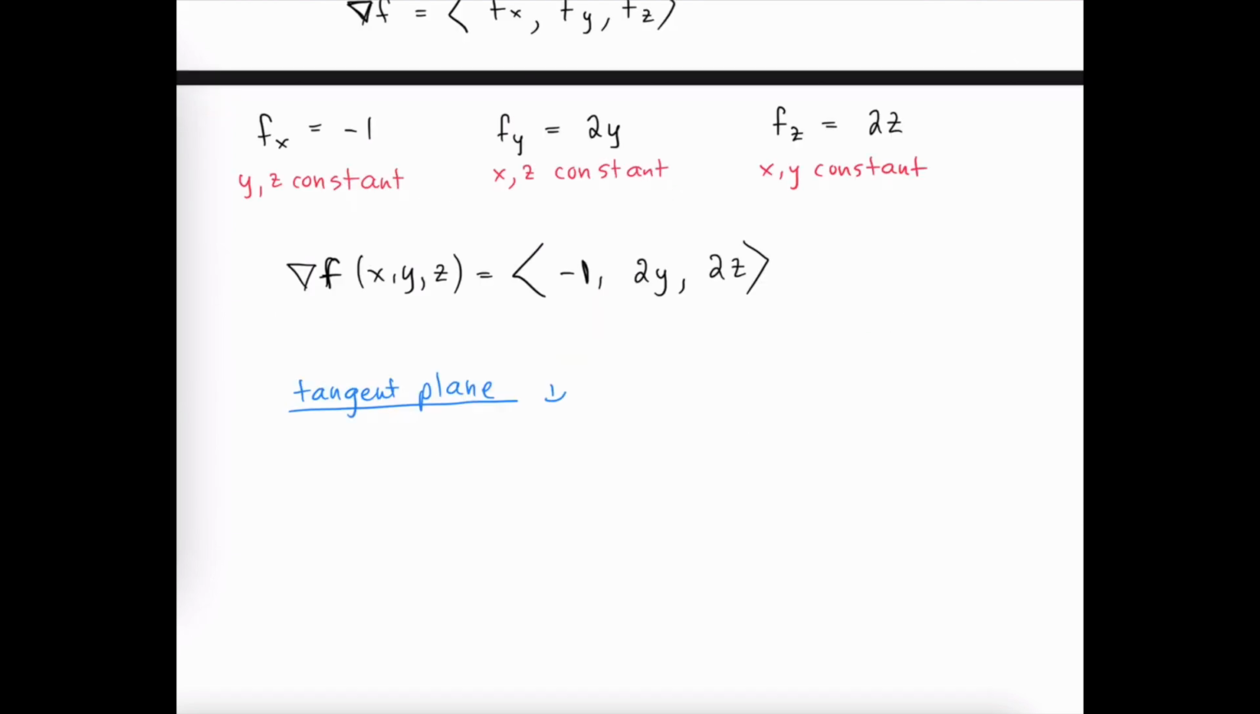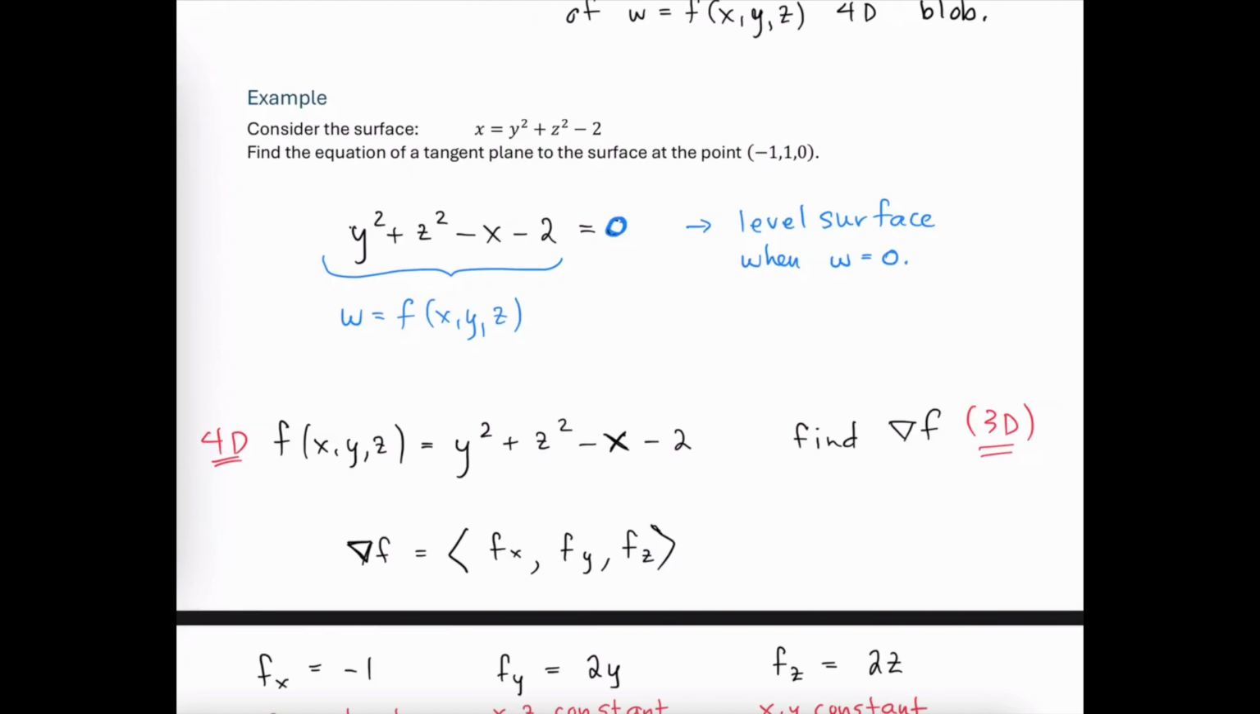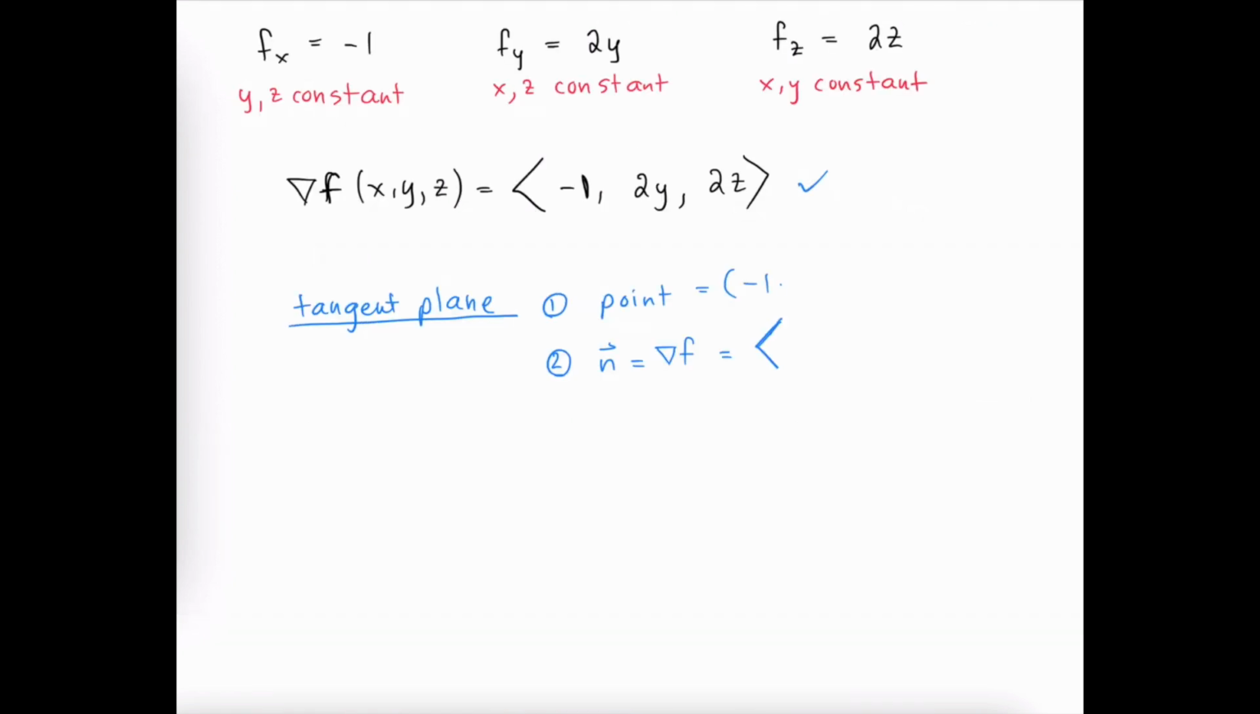Now remember, to get the equation of any plane, we need two things. We need a point, and we need a normal vector, and we're going to use this three-dimensional gradient vector because the gradient is perpendicular to the tangent plane that we're after. But we need this specific gradient vector, meaning we need to figure out what this gradient is at our point of interest. So back up here to the problem, we see that we were interested in the point -1, 1, 0, so that's our point.